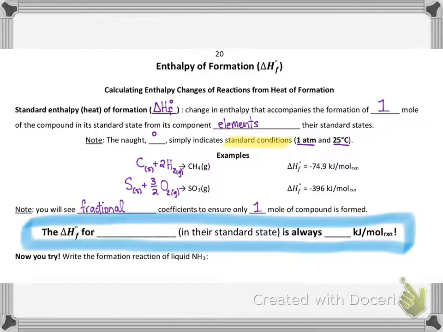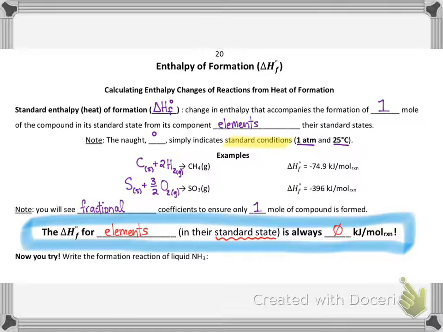Now, there is something important to know about enthalpy of formation, and it's so important I gave it its own color highlighter. This is because the enthalpy of formation for elements in their standard state will always be 0 kilojoules per mole reaction. That will be really important later when we're doing calculations with delta H sub F.